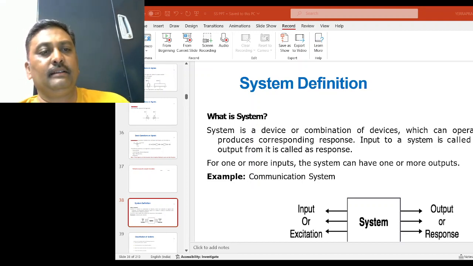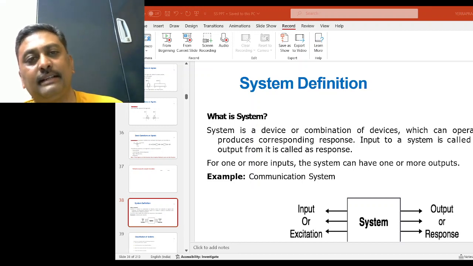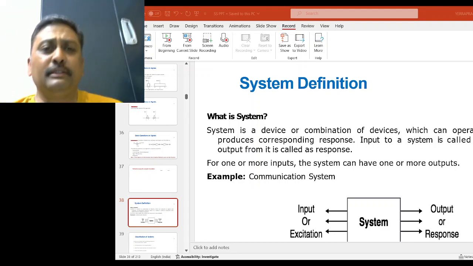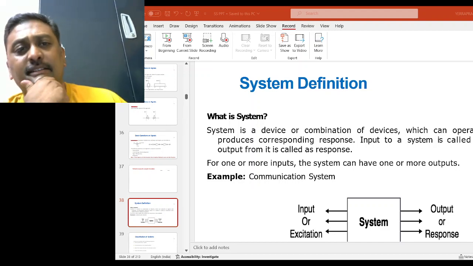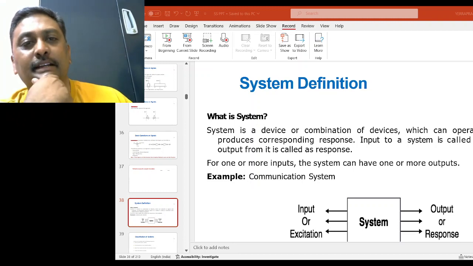And in 1.3 there is a topic called even and odd signals. And the second topic is linear and non-linear systems. So here you need to understand both the signals and the systems, that is, even and odd signals and linear and non-linear systems.